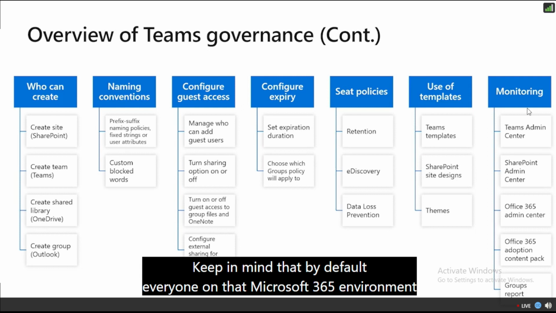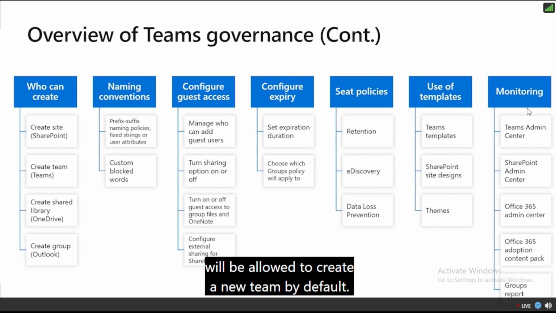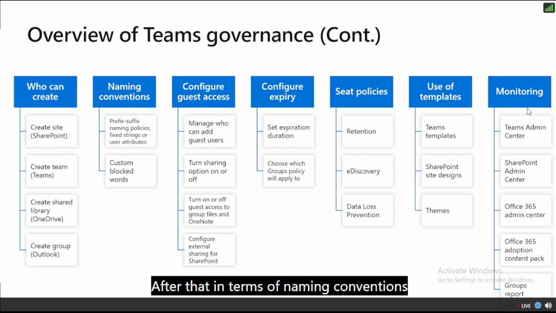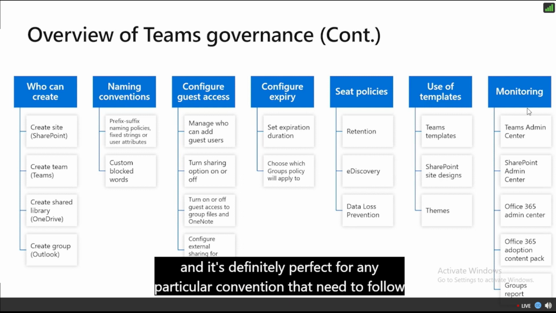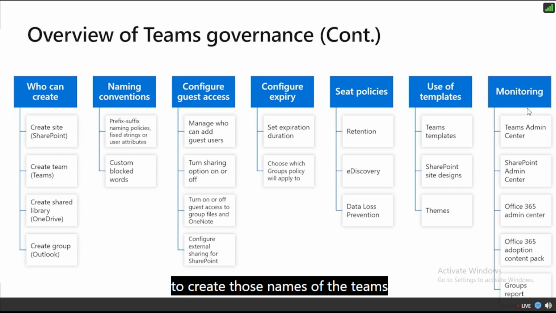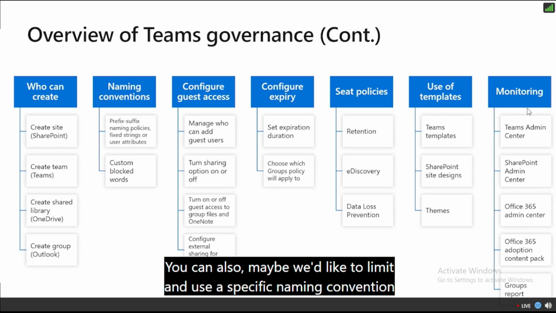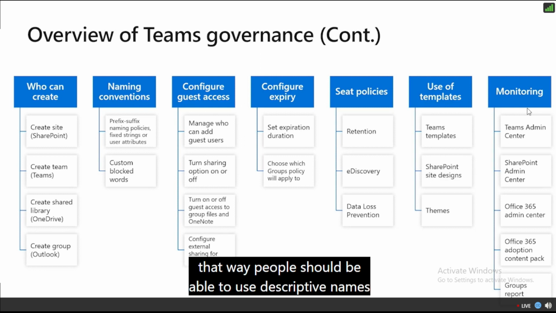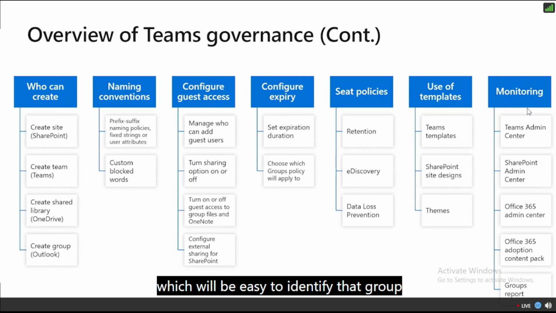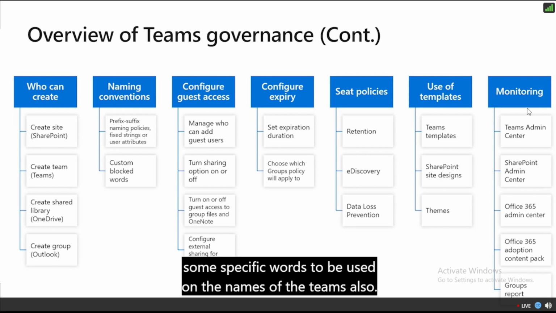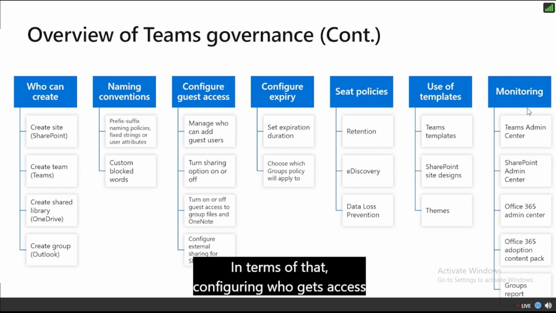Keep in mind that by default, everyone in that Microsoft 365 environment will be allowed to create a new team. After that, in terms of naming conventions, you may want a prefix or any particular convention that you need to follow to create those names of the teams. You can also limit and use a specific naming convention. That way, people should be able to use descriptive names and easily identify that group or that team to collaborate. After that, you may also want to block some specific words from being used in the names of the teams as well.